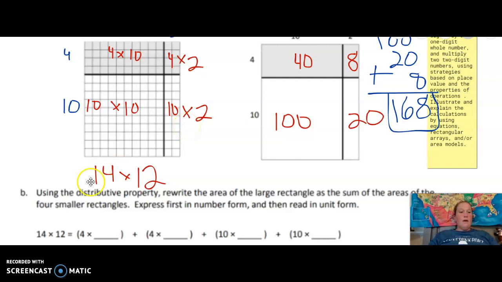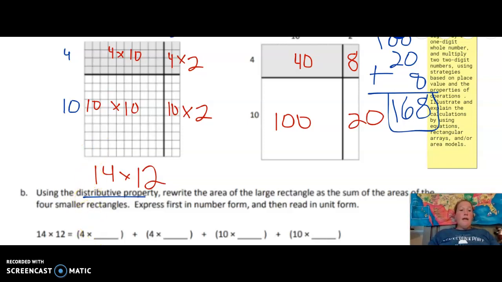Now they're asking us another way to do it. It says using the distributive property. Let's get our crayon back. Rewrite the area of the large rectangle as the sum of the areas of the 4 smaller rectangles. So they want us to take that 14 times 12 and break it up into the partial products and show how we would express that.